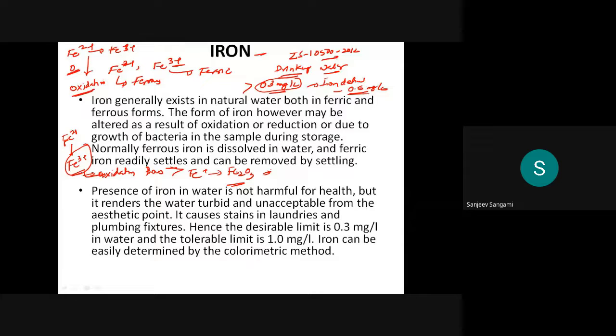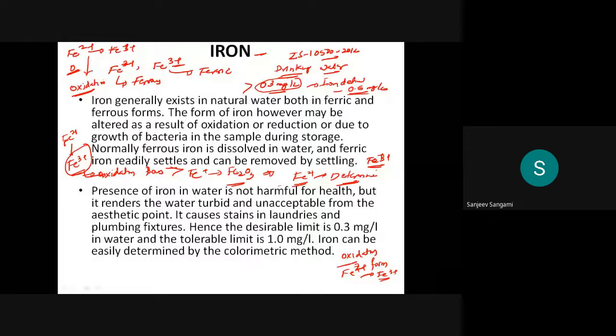Then in drinking water, you have to check in what form the iron is there, and determination is also very important. In water, if Fe2+ is there, it is very difficult to determine, remember. If it is there in Fe3+ form, then it is very easy to determine how much concentration of iron is there in water. So if it is in Fe2+ form, you first have to go for the oxidation process, convert it into Fe3+, and then determine it. That is the procedure we have to follow.